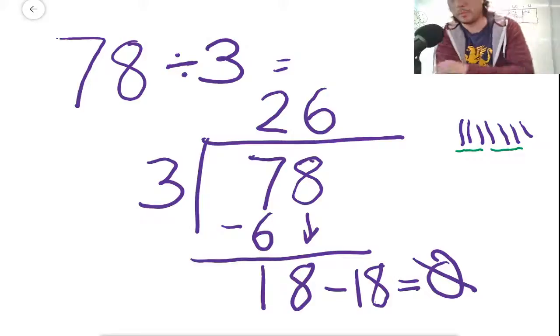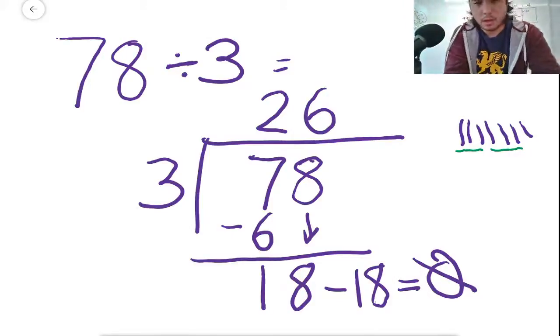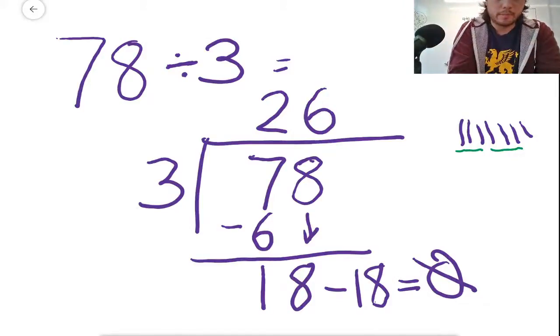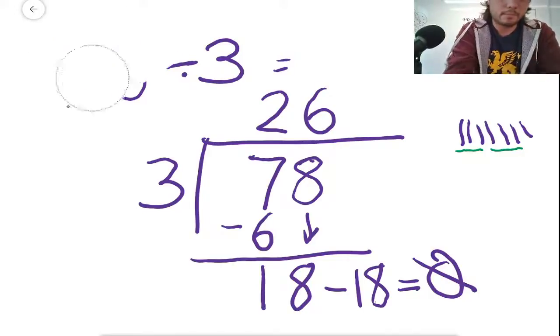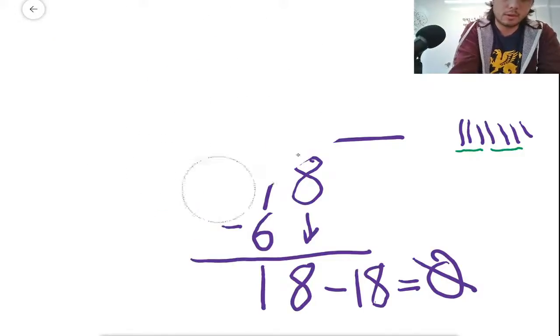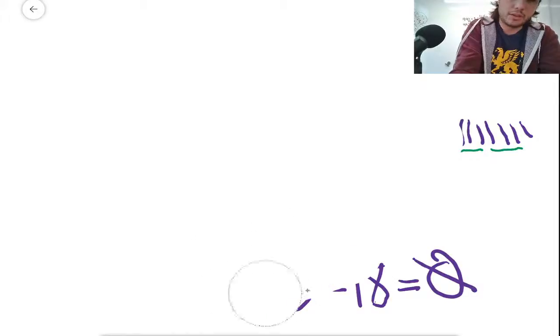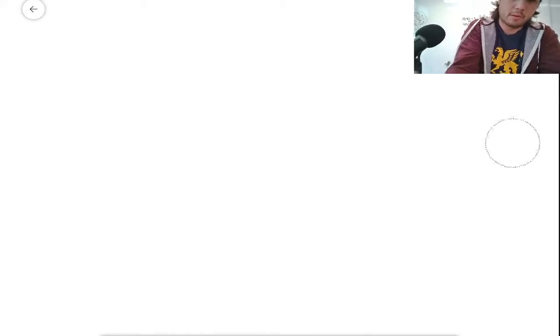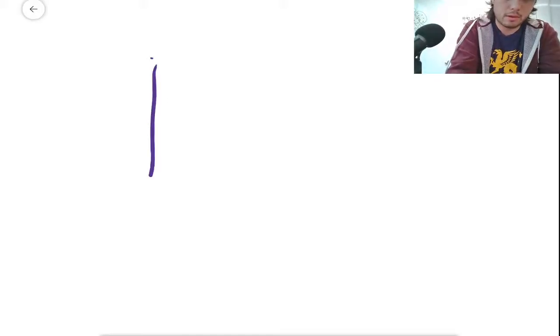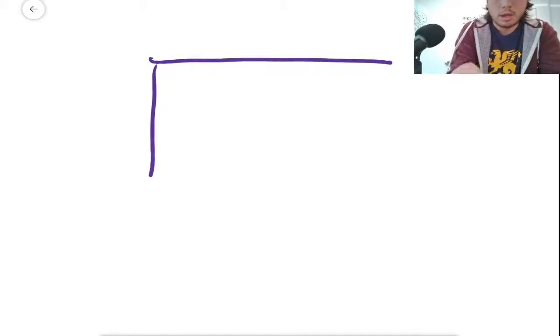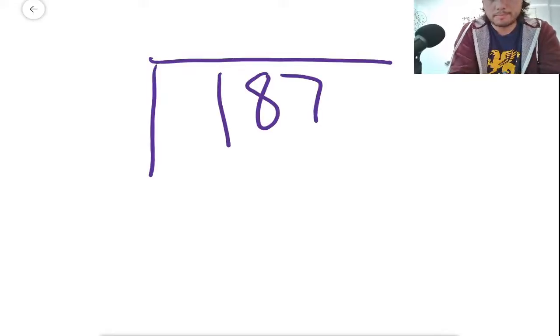Let's try one more. And let's try one here where maybe that first digit that we have, you can't actually divide up. So let's try this. Here's our division sign. Let's try 187 divided by 6.